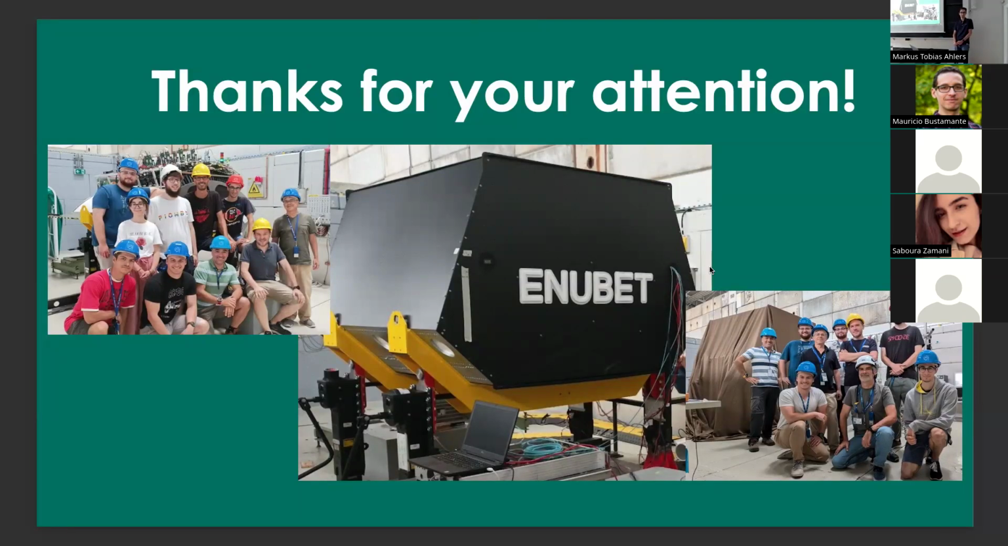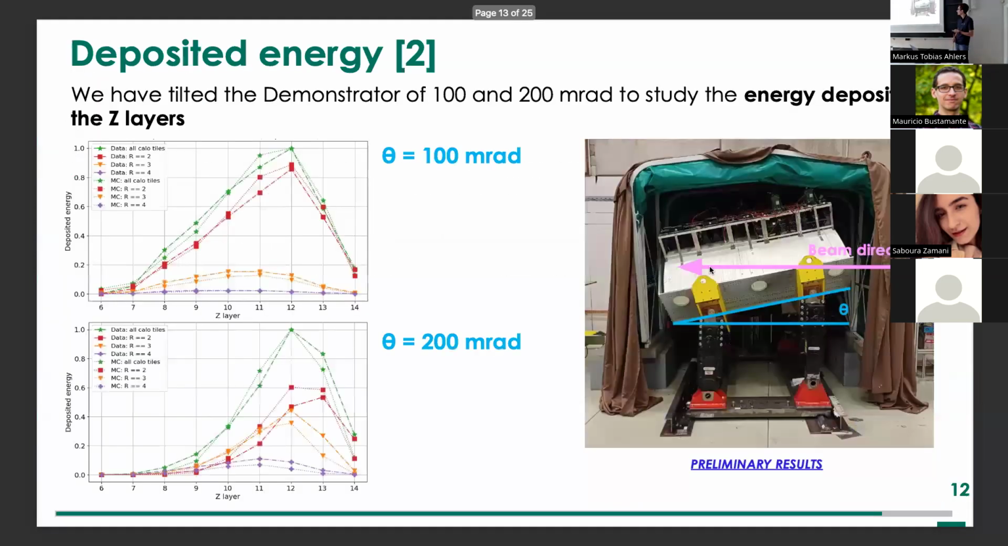Are there any questions? Nice talk. I had a question about this, one of the last slides. When you say beam, what exactly do you mean here? The kaons coming in? No, here we use a hadron or an electron beam, and we have tilted our demonstrator in order to simulate a different impinging, not horizontal, but maybe with different angles. So the Z layers you talk about, is that the horizontal position? Yes, it is the horizontal position. Okay. Thanks.